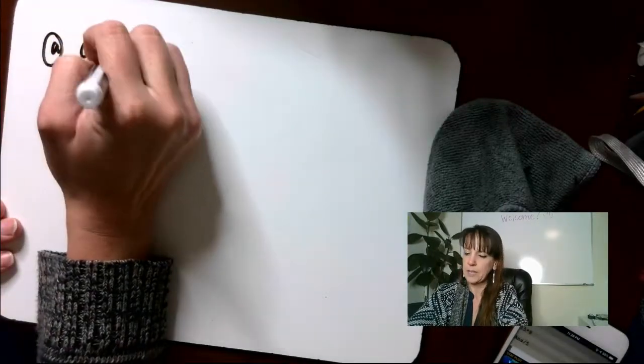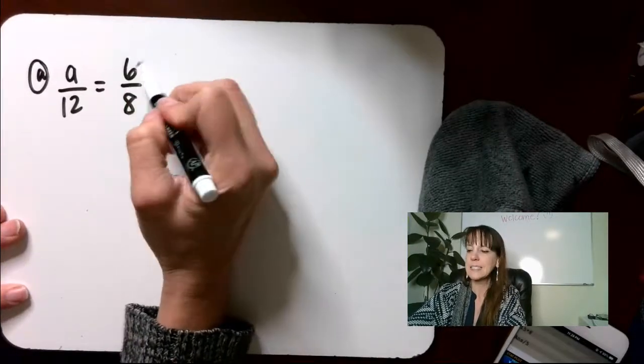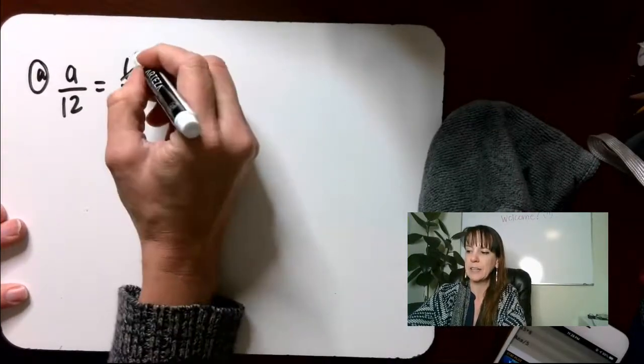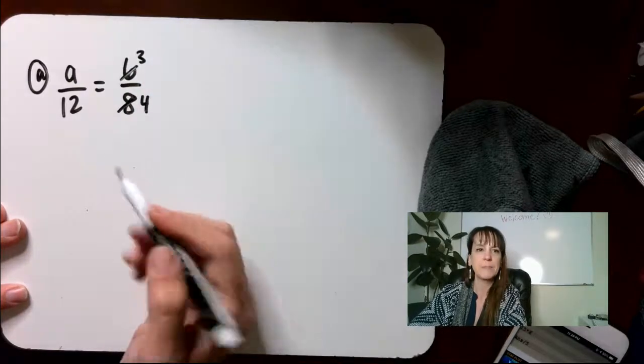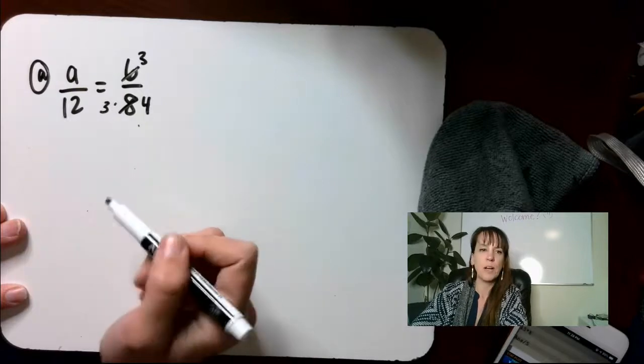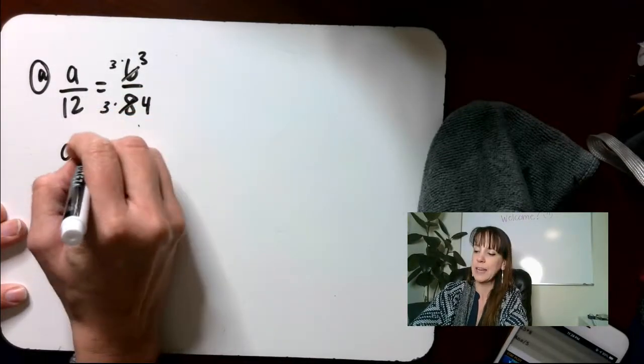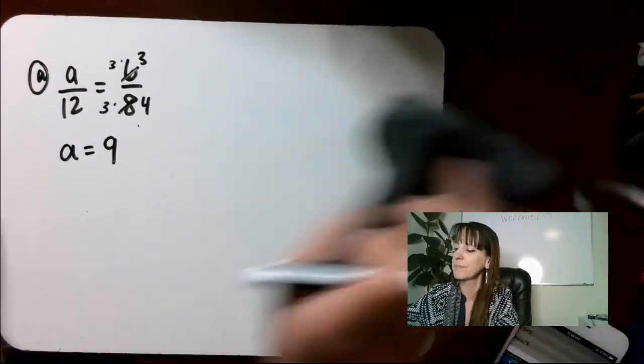A over 12 equals 6 over 8. I'm going to rewrite this. 6, these guys can be reduced. Cut these guys in half. I get 3 over 4, right? So 4 times 3 would give me 12, which means 3 times 3 gives me 9 over here. So A equals 9. Let's look at B.